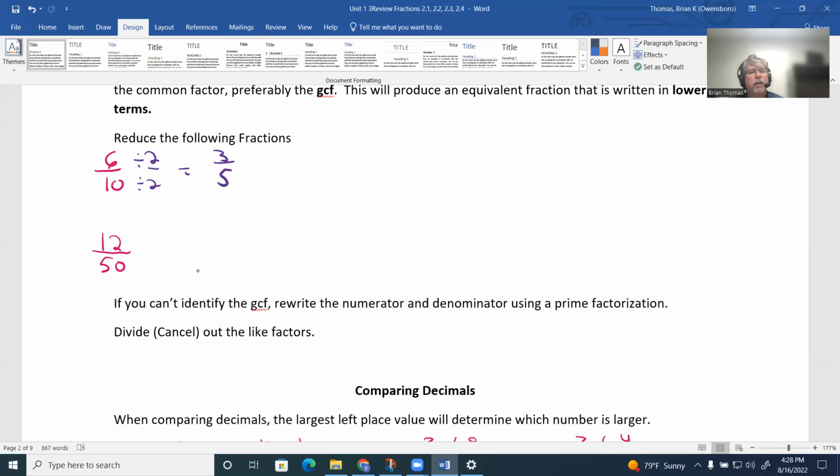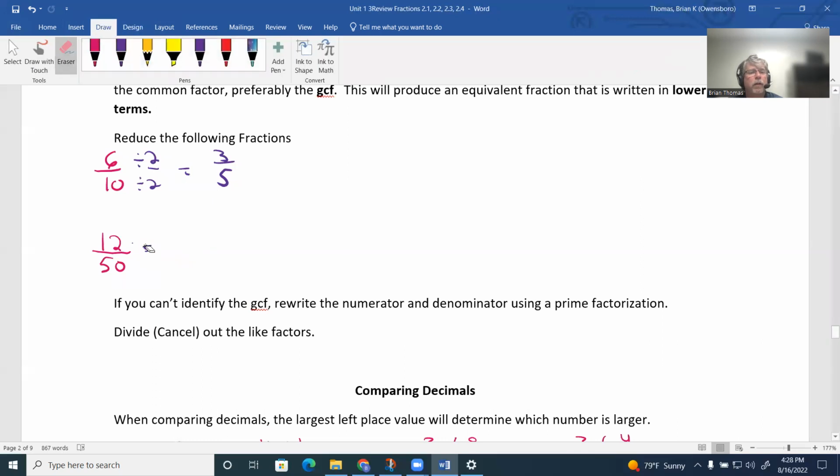So if I'm looking at a 12 and a 50, I can't really see the greatest common factor necessarily because those numbers are so big. So sometimes I just pick a common factor. Since they're both even, I'm going to divide the numerator and denominator by a 2. Okay, because I'm not really seeing anything else at this point. So if we divide the numerator and denominator by 2, since they're both even, 2 goes into 12 6 times, and 2 goes to 50 25 times.